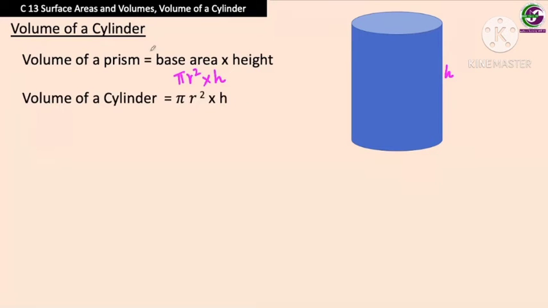Once again, once you understand this, it is easy for you to develop volume of any prism. First, you find the base area only. Whatever is the shape, find the area. So pi r square multiplied by h.